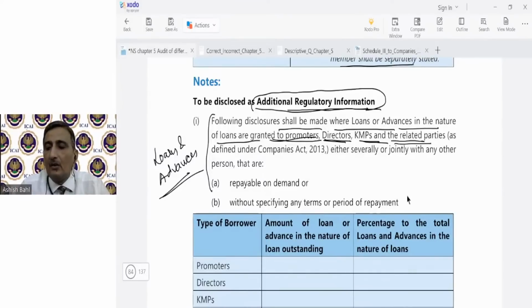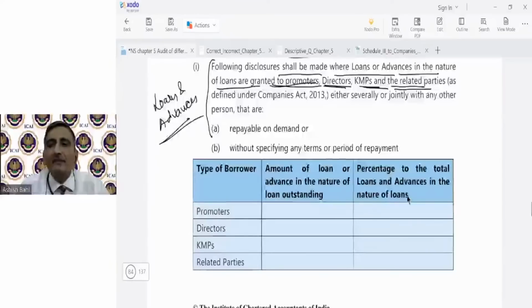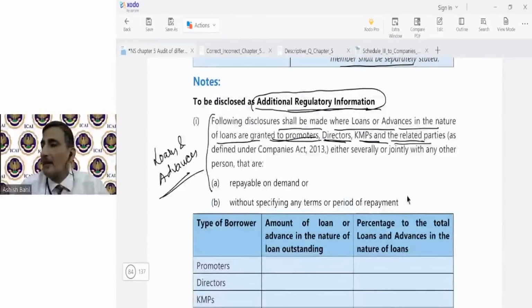Yes, students, you understand KMPs? Yes, you have read about it in your company law classes. What is a KMP? Key managerial person. Yes, anybody, students? So simultaneously, we are also touching your company law points.